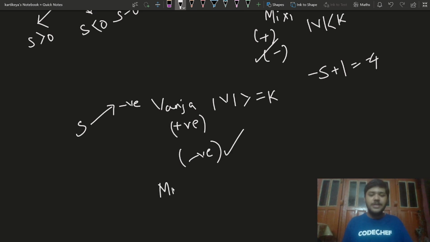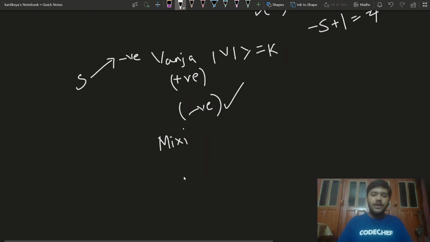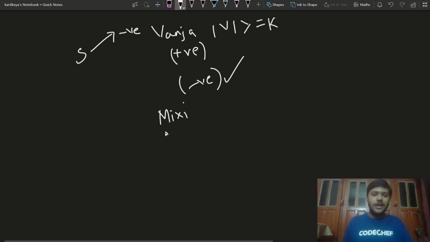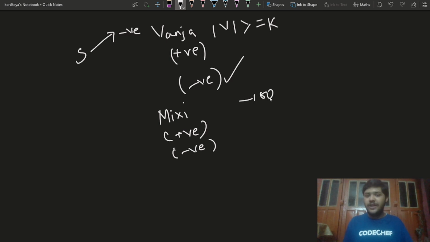But if you are Mixi, what would you do? You have two options, positive and negative. You would definitely play opposite to Vanja. If the current value of the expression is -100, would you assign -1? No, it would increase the magnitude. You would assign +1 because it would decrease the magnitude. So you play the positive card.